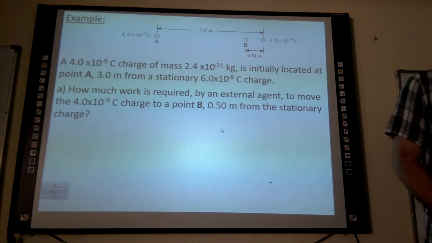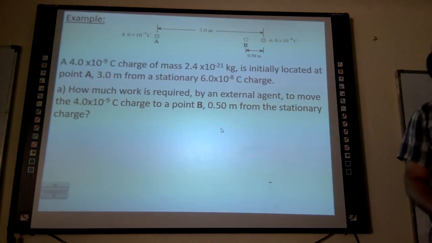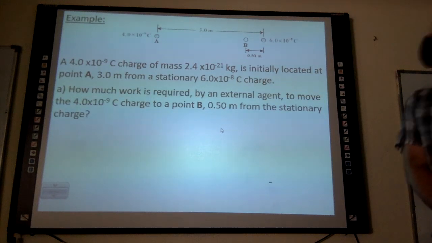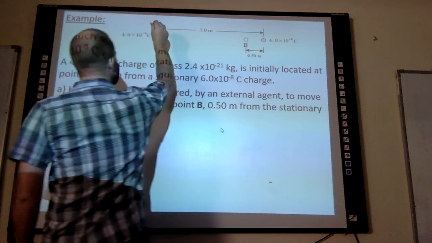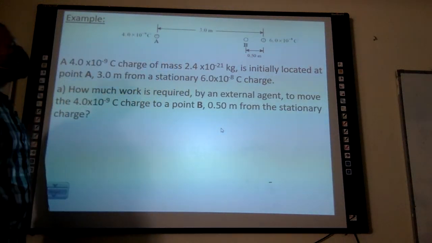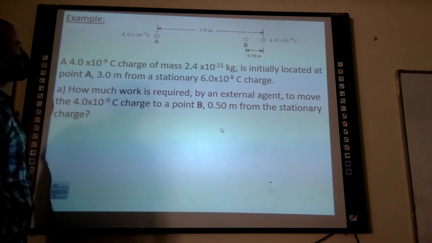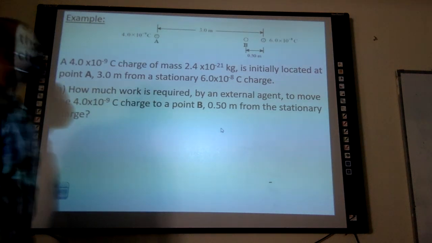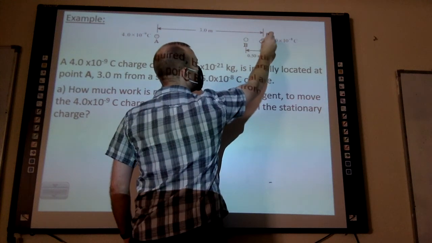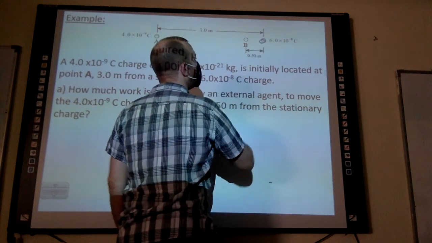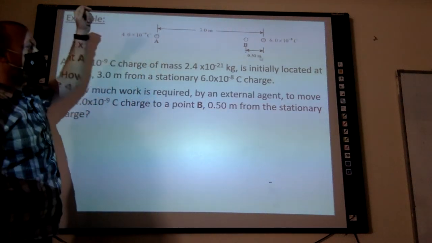So this is a nice question that is very common. We've got a point charge that is here. And we've got a charge of 4 located at point A, a stationary charge here. How much work? Okay, so this charge here is stationary. This one's fixed, it's not moving. It's stuck there. Whereas this charge is going to be doing two things.